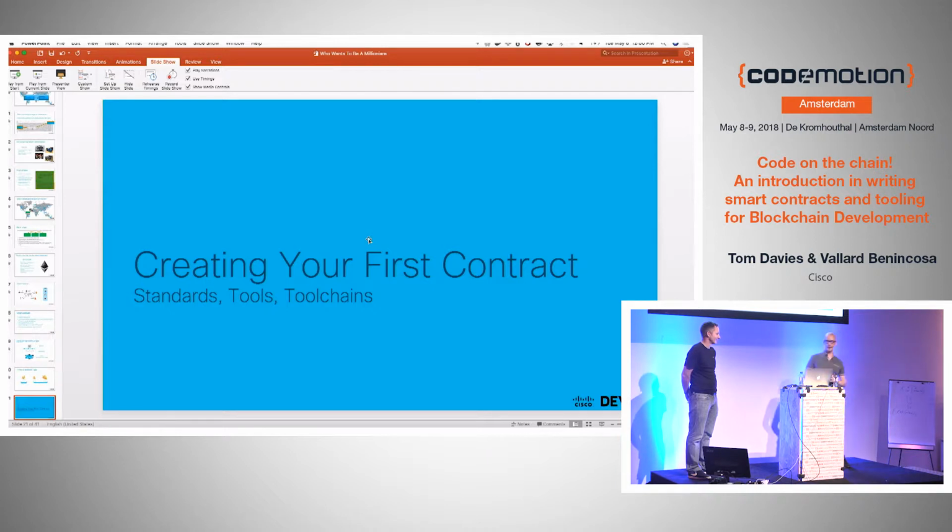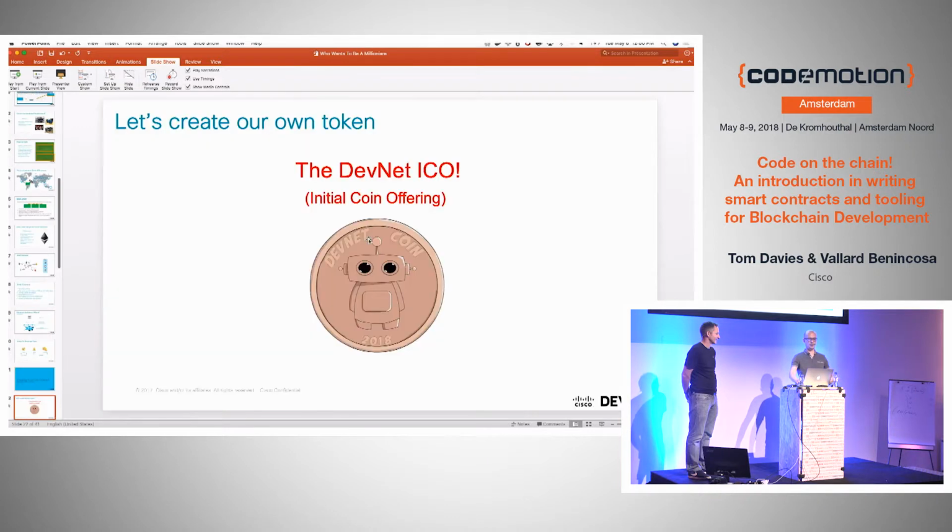We're going to talk about tools and tool chains now in this next piece, and then creating our first contract, and then how you can get involved in a few experiments with your own contracts and actually buying some of the tokens that we create just to see how you would do it.